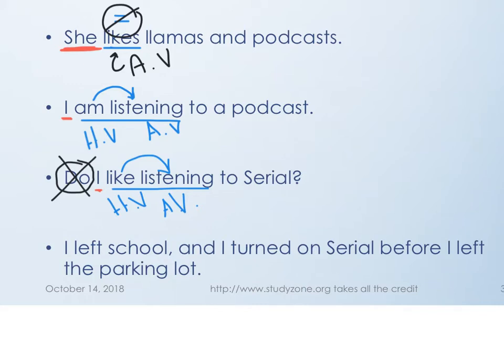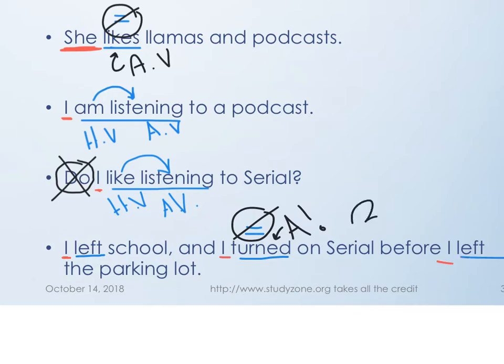What we're really getting to is identifying different chunks of sentences. So, I left school and I turned on cereal. Miss Rose, turn. I remember you singing that. Is that a linking verb? Does I equal on cereal? No. In this case, it's the physical action of turning. It can be an action or a linking verb. I turned on cereal before I left the parking lot.